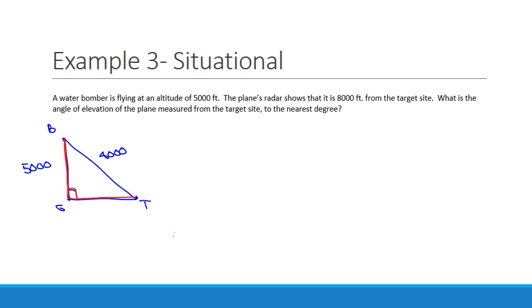And then what they're looking for is, what is the angle of elevation? So remember, angle of elevation is the angle looking up from a horizontal line. So it'd be right here. This will be our angle of elevation.